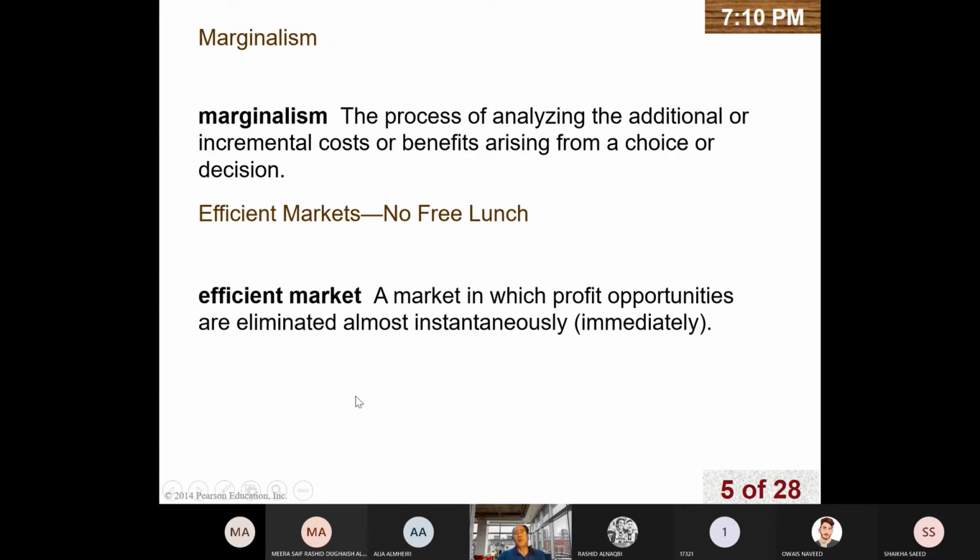Also, we need to understand what is the efficient market, السوق الكفؤة. Keep in your mind, some markets are efficient, other markets are inefficient, the opposite of efficient.